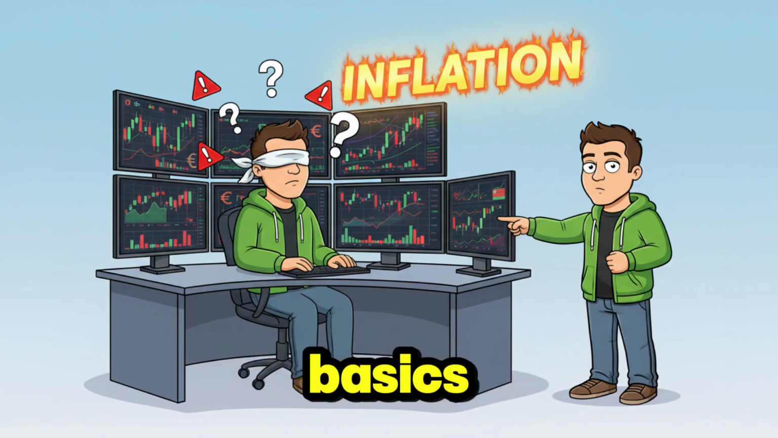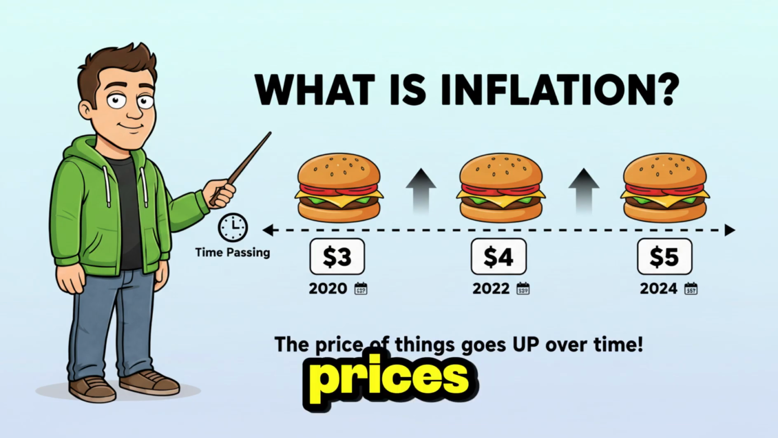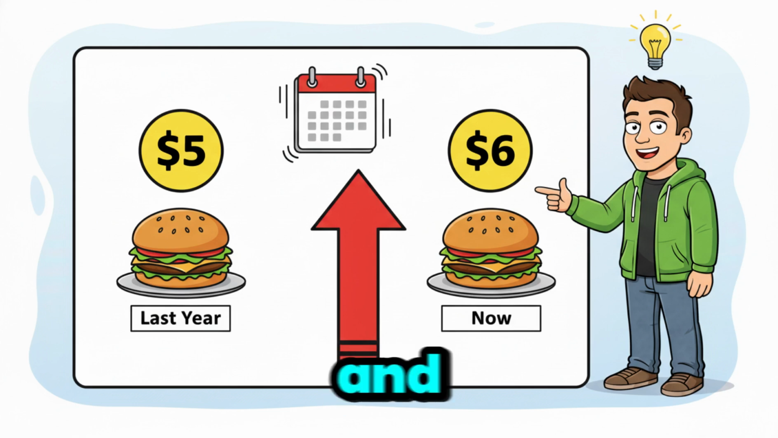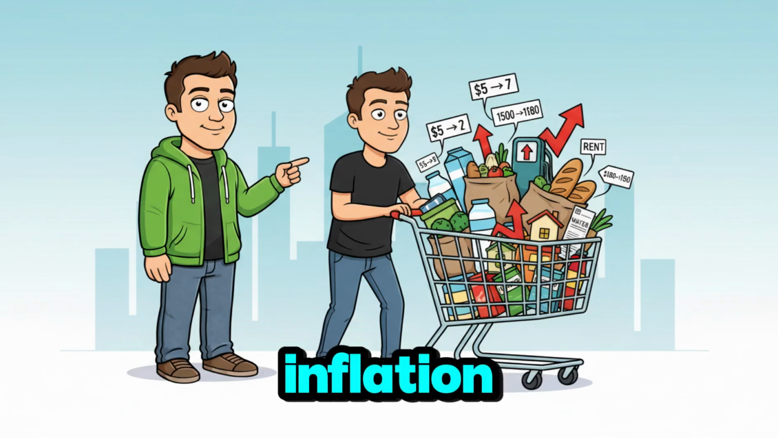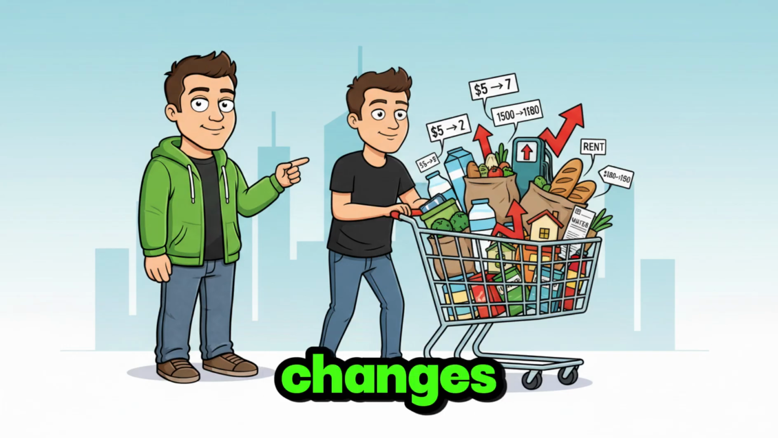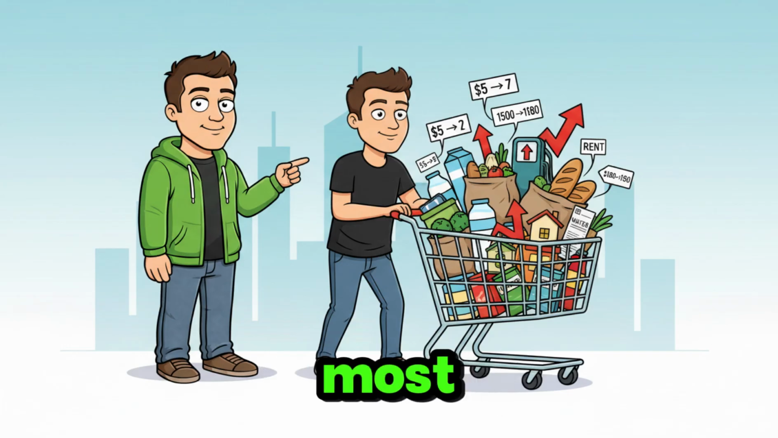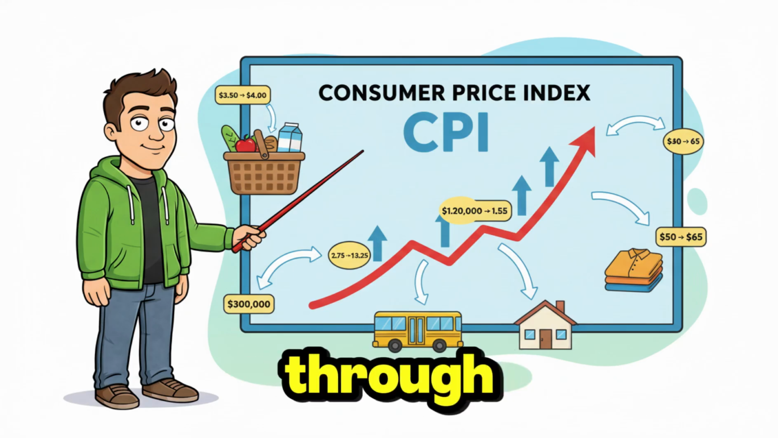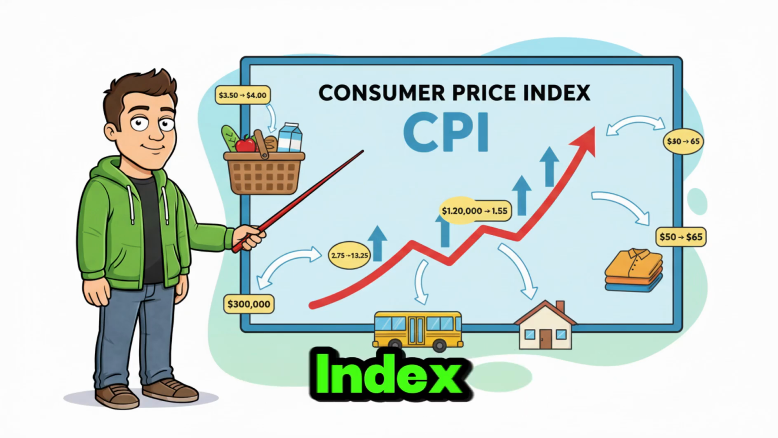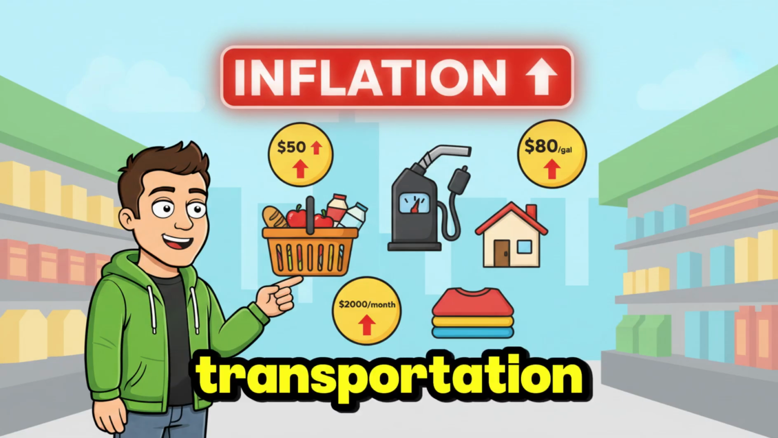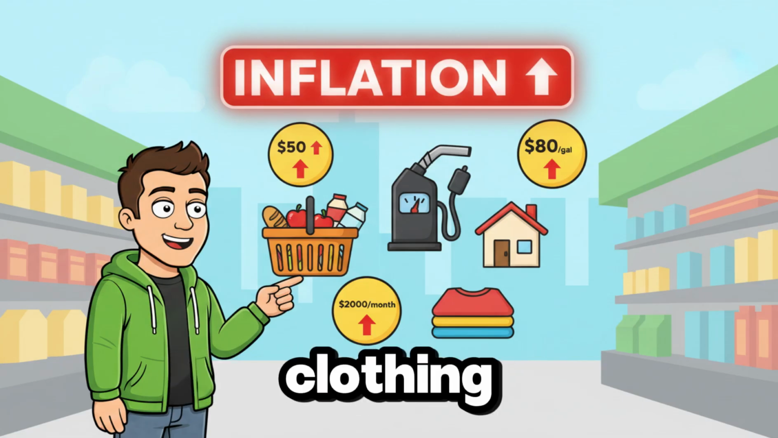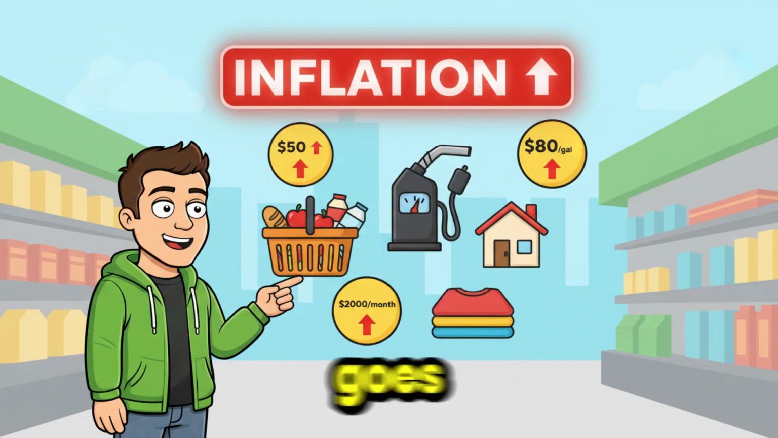Let's start with the basics. Inflation simply means prices going up over time. If a burger cost $5 last year and now costs $6, that's inflation. In simple terms, inflation shows how the cost of living changes in an economy. And one of the most common ways economists measure it is through something called the Consumer Price Index, or CPI. This index tracks the average price of everyday items like food, transportation, housing, and clothing. When those prices rise, inflation goes up.